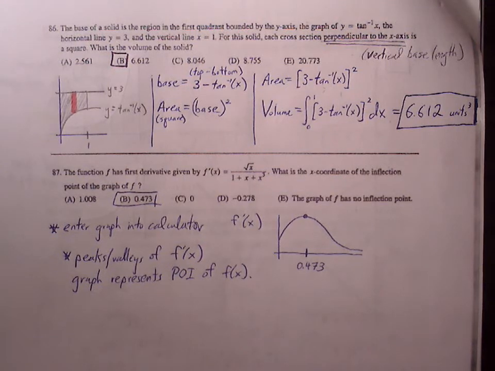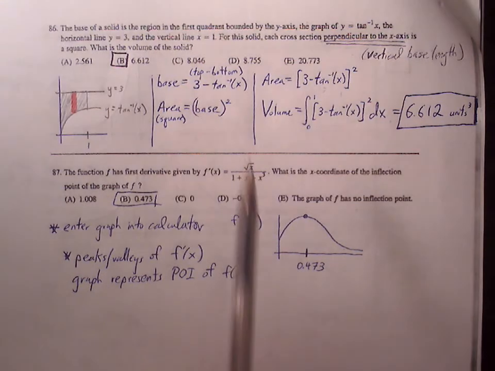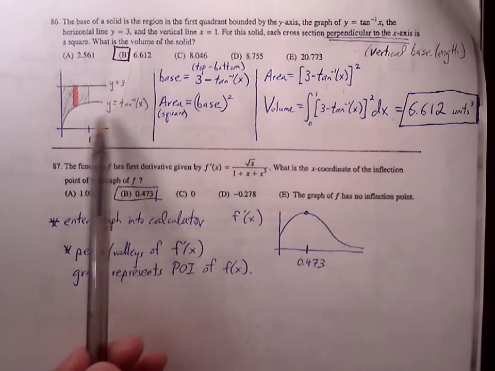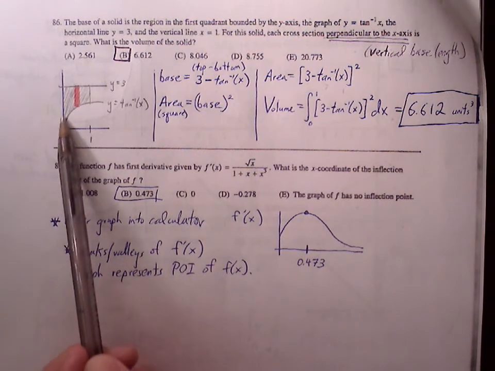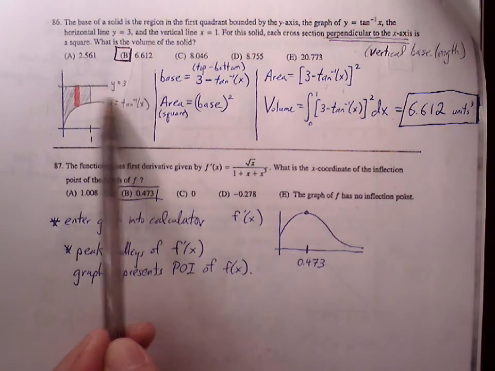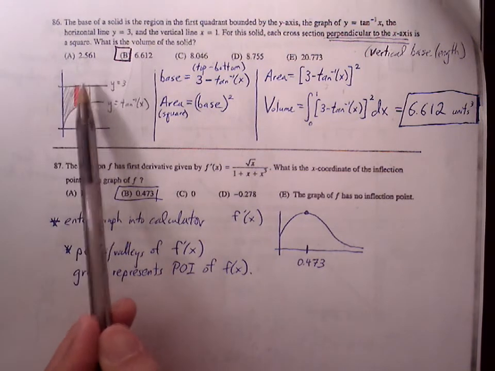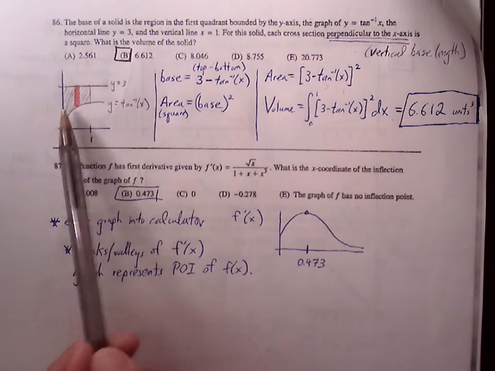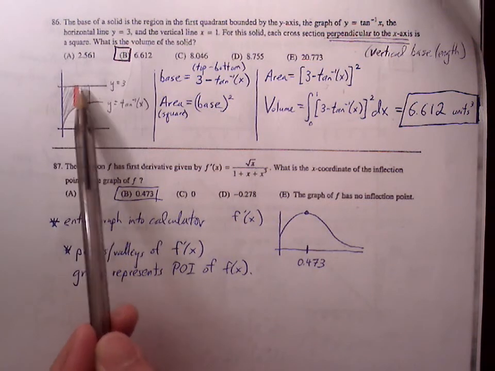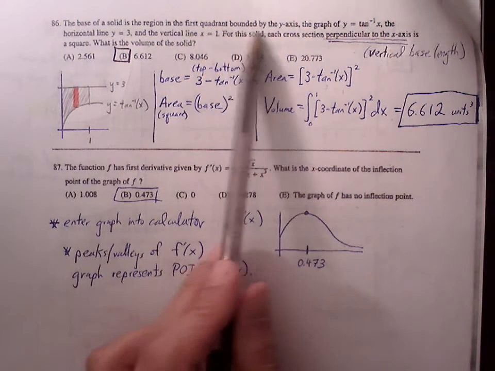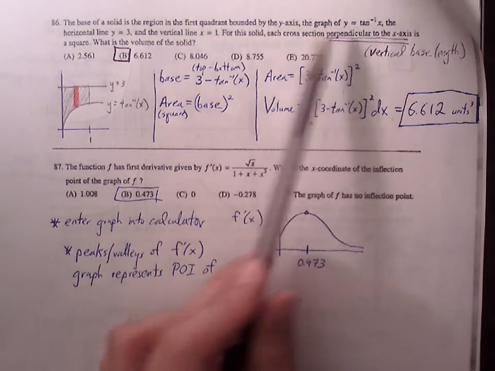Let's look at 86. The base of a solid is the region in the first quadrant bounded by the y-axis, the graph y equals arctangent of x, that's this curve here, the horizontal line y equals 3, and the vertical line x equals 1. So we have an enclosed region indicated by all the graphs provided in the problem.